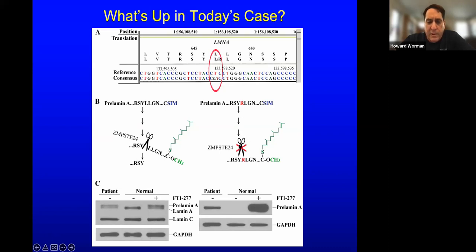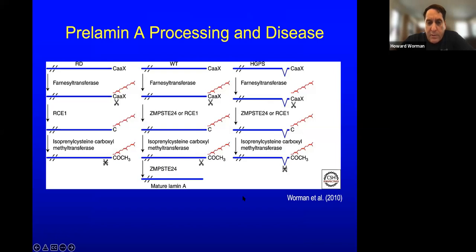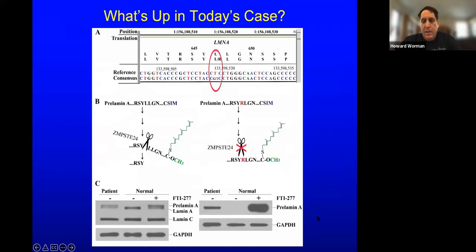In the bottom of the slide, you can see the immunoblot from the patient. The patient had about half Prelamin A and half Lamin A. She was heterozygous for the mutation. And here's an immunoblot for Prelamin A showing she had a lot of Prelamin A in her cells.